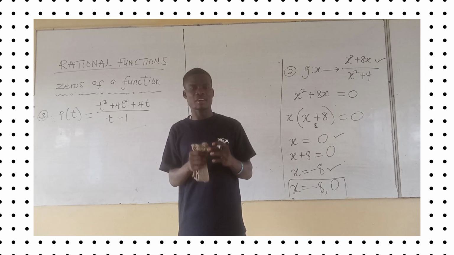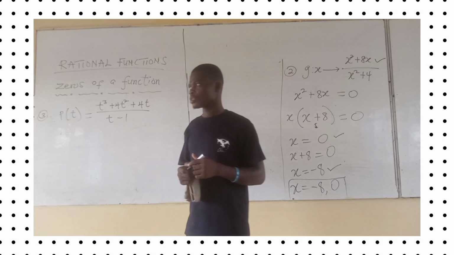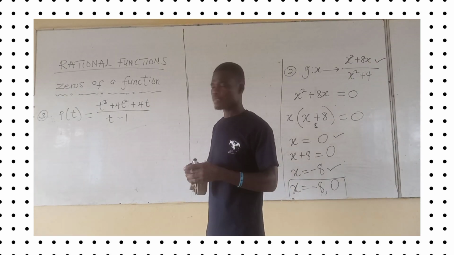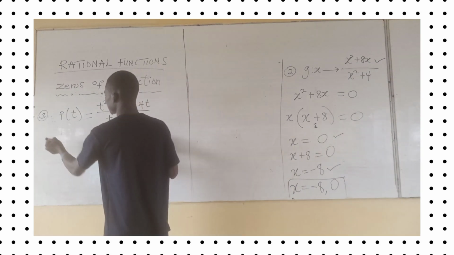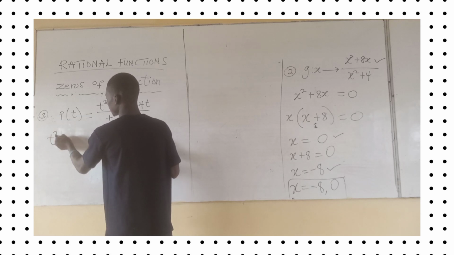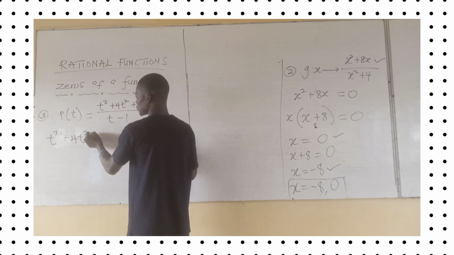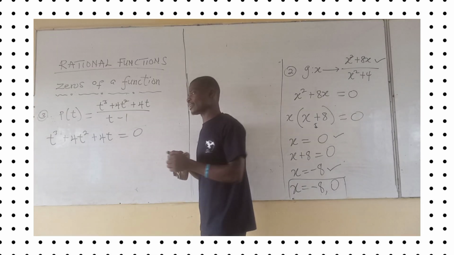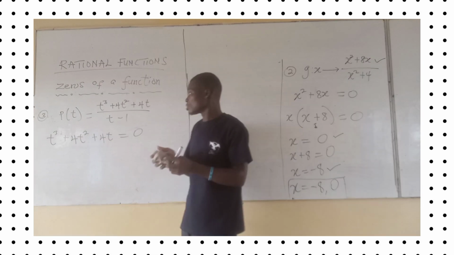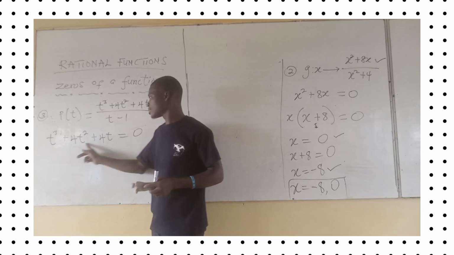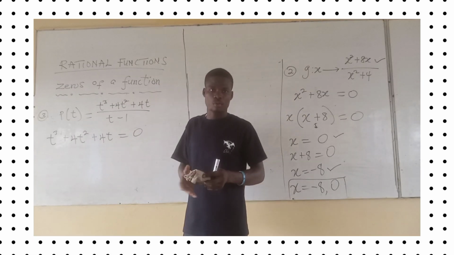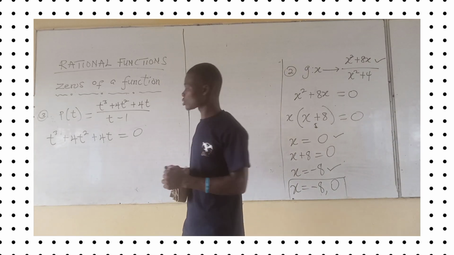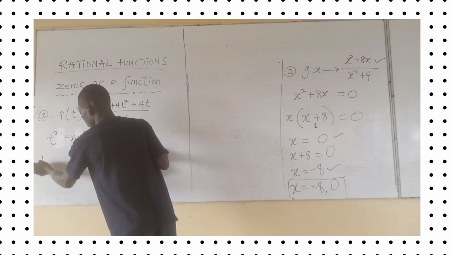or the values that will make the function what? Exist. So on this note, we have to take our time and set the numerator to 0. So when you set the numerator to 0, now check, t is very common throughout. So we can decide to factor t out. So let's factor our t out.